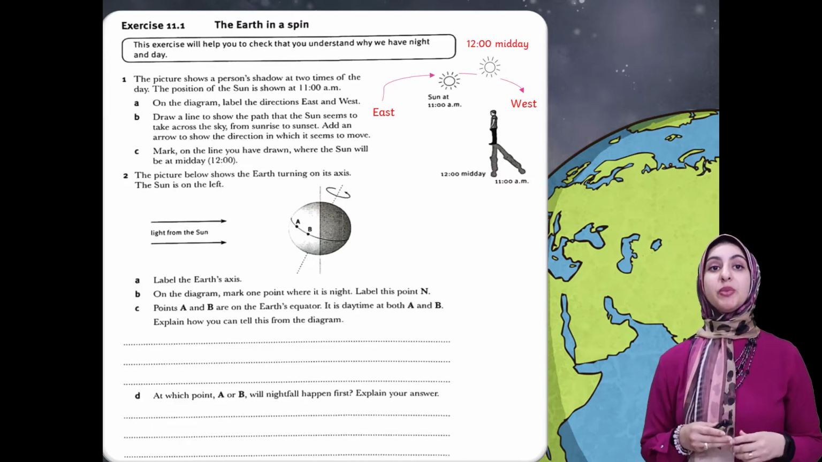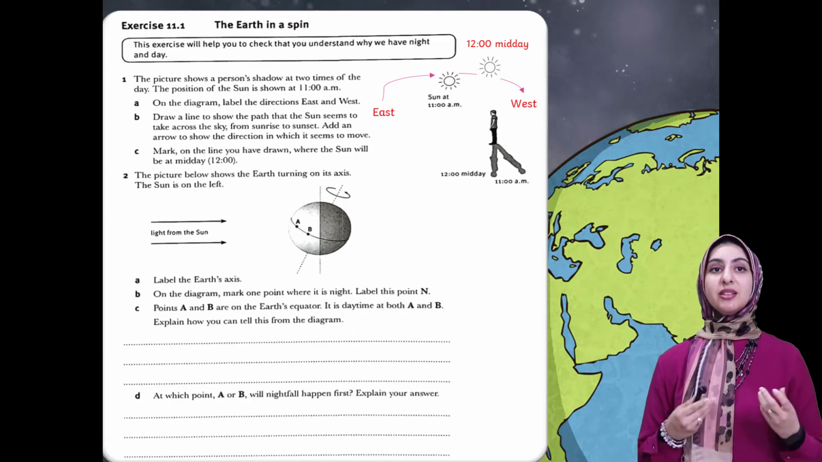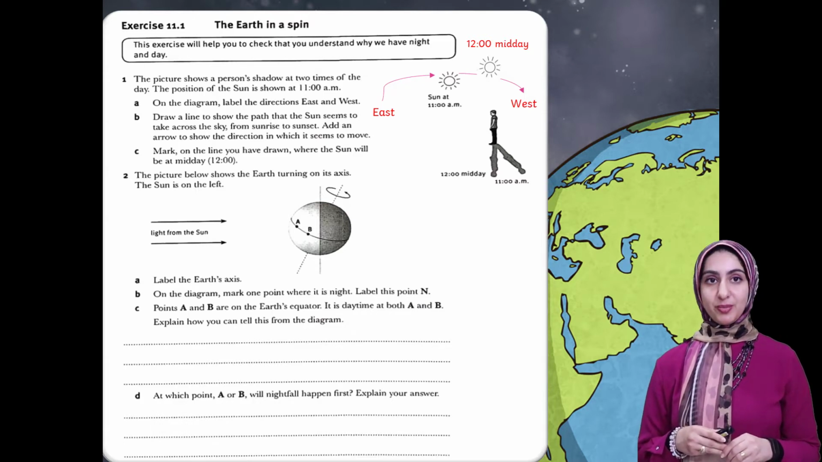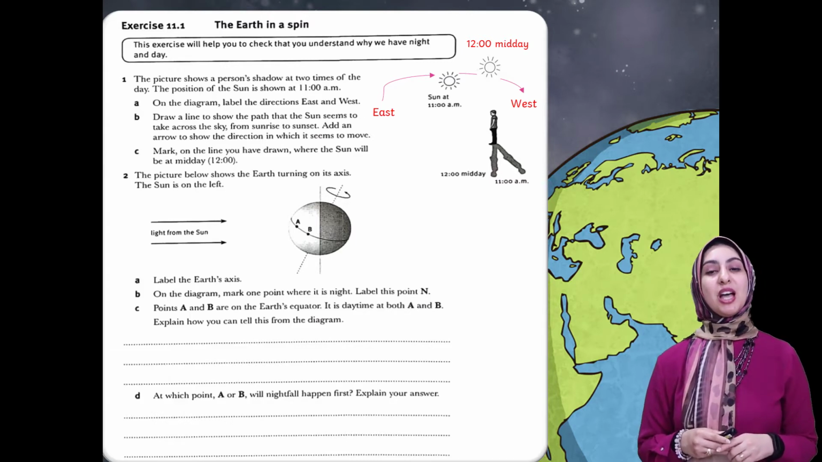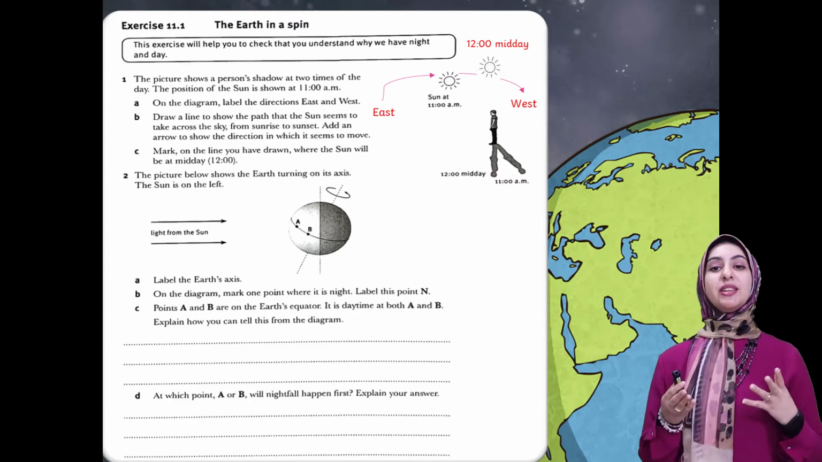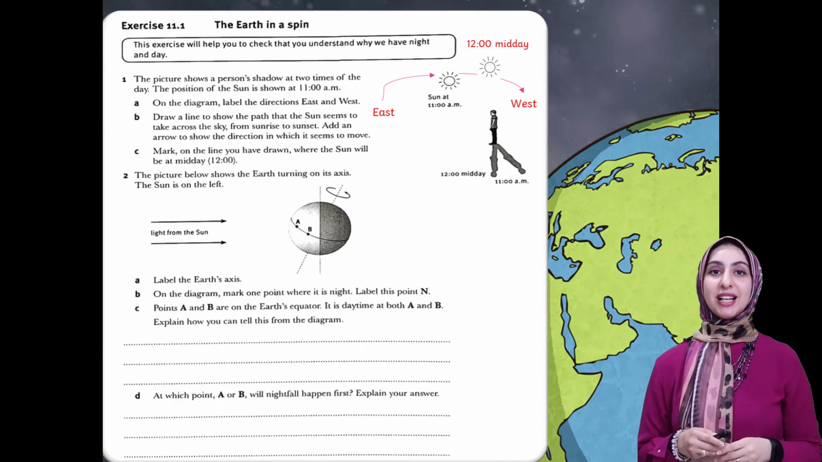Question 2. The picture below shows the earth turning on its axis. The sun is on the left. Question A, label the earth's axis. As you know, the earth's axis is slightly tilted, so this one is the earth's axis.